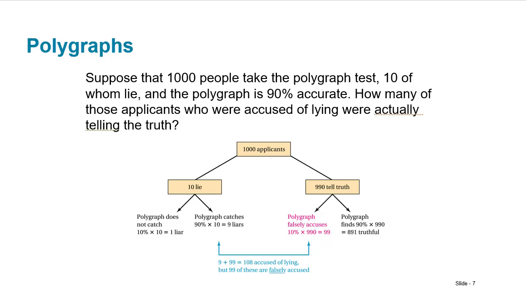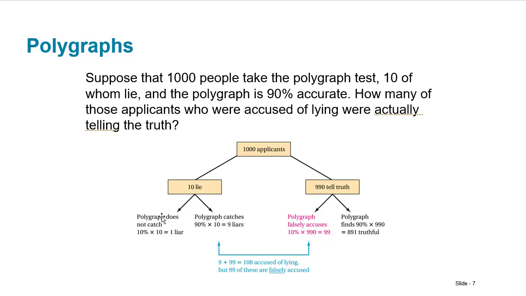Suppose that 1,000 people take the polygraph test, 10 of whom lie, and the polygraph is 90% accurate. How many of those applicants who were accused of lying were actually telling the truth? So out of these 1,000 applicants, 10 of them lie, 990 tell the truth. The polygraph is 90% accurate.